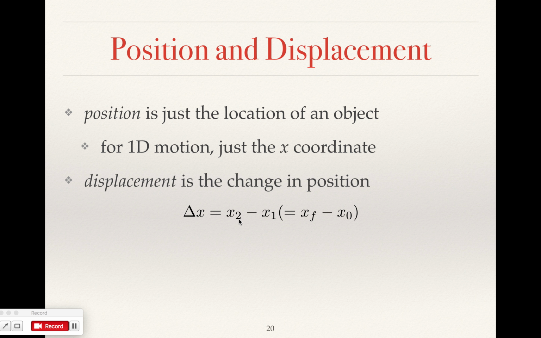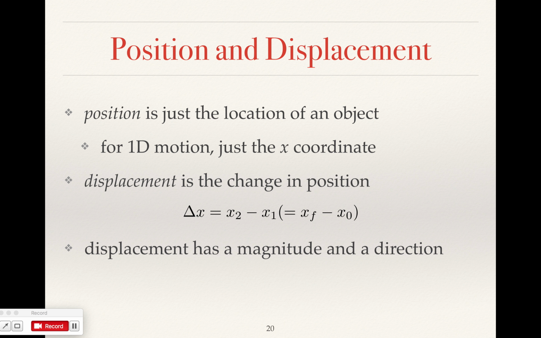There are different ways you can denote this. You can say this is the x coordinate at some time 2 minus the x coordinate at some time 1. Or you can define this as x final, where the little f is final, and the little 0 means initial, or sometimes instead of a 0, it's an i. So this is the final position minus the initial position.